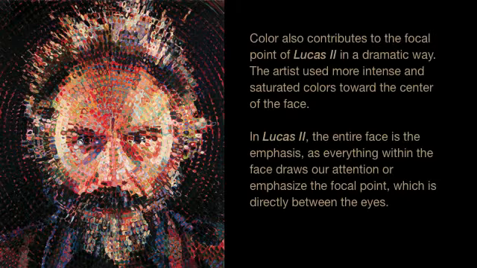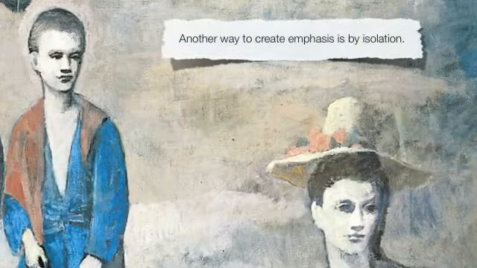Color also contributes to the focal point of Lucas II in a dramatic way. The artist used more intense and saturated colors towards the center of the face. In Lucas II, the entire face is the emphasis, as everything within the face draws our attention or emphasizes the focal point, which is directly, as we've said, between the eyes. Another way to create emphasis is by isolation.